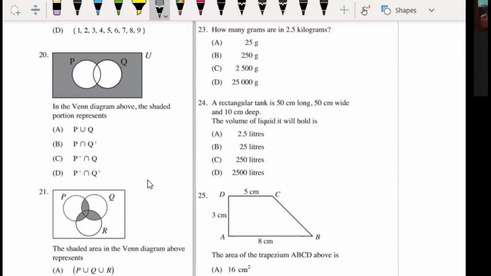P intersect Q prime. Q prime would be everything outside here, and where we would intersect P would be here. So this will be P intersect Q prime. And Q intersect P prime. Anything outside of this P would be P prime, and where it intersects Q would be inside here. So naturally, the only logical one is P prime intersect Q prime. What is all outside Q and all outside P, where they intersect. So the answer would be D.